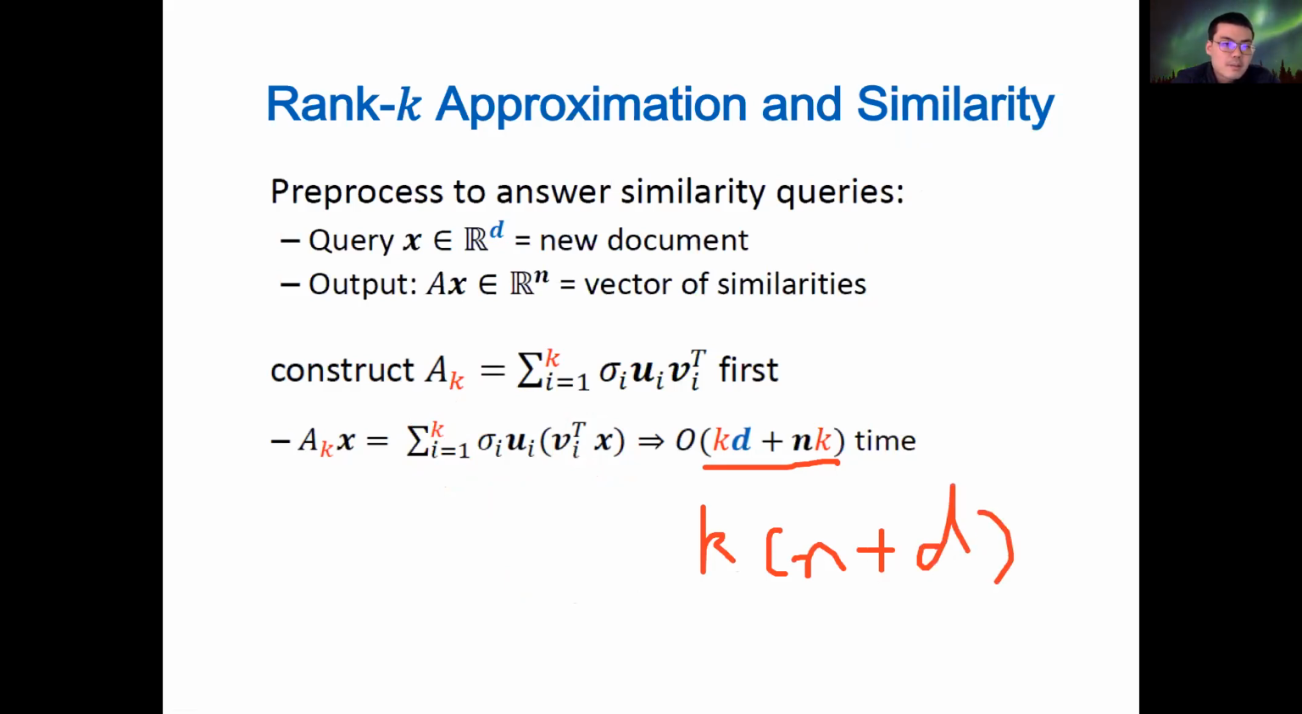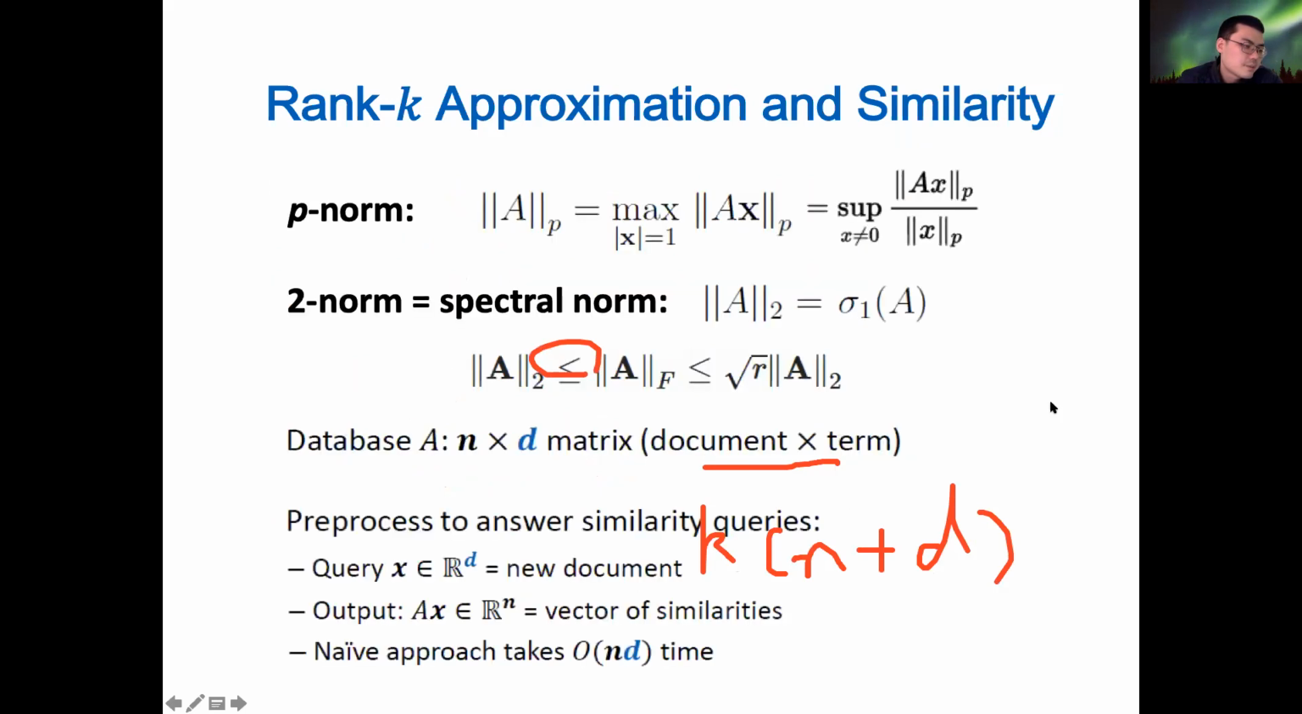And k is some small number, right? The first k, maybe 10 or something. And what's the previous cost? Previous cost n times d. So that matters a lot.